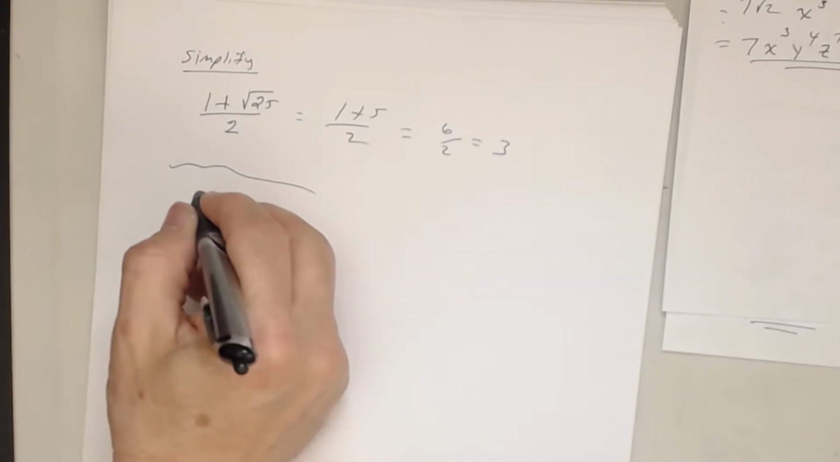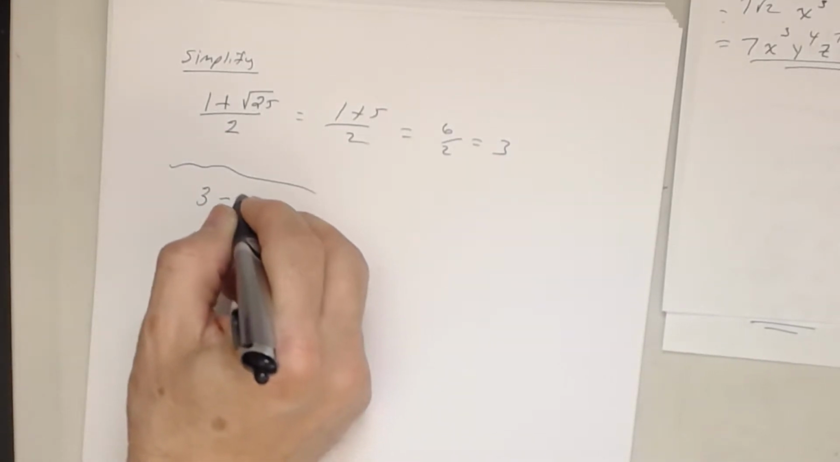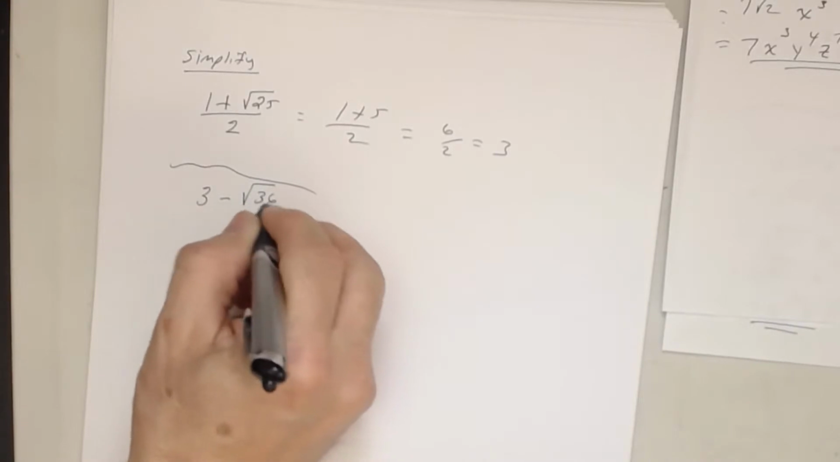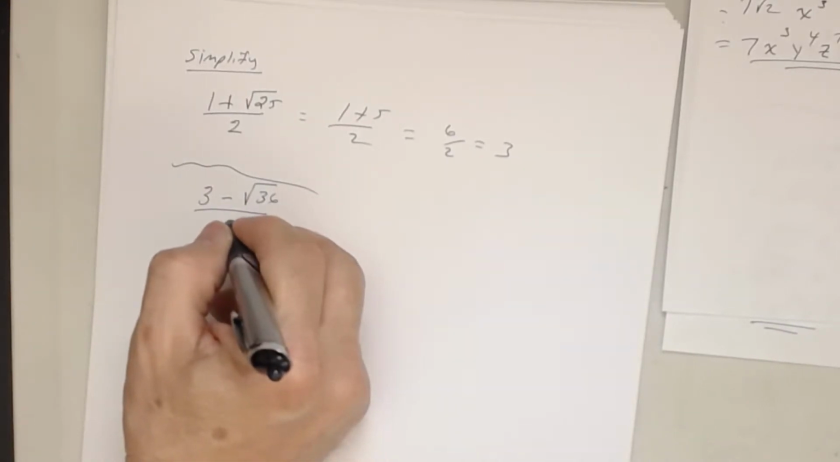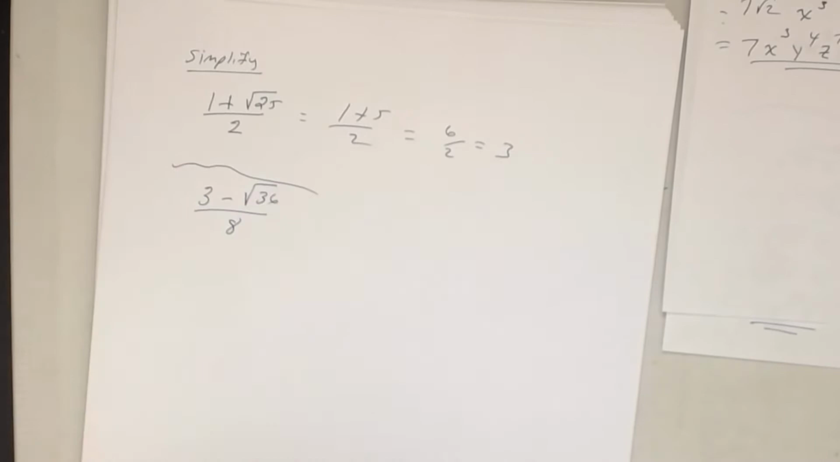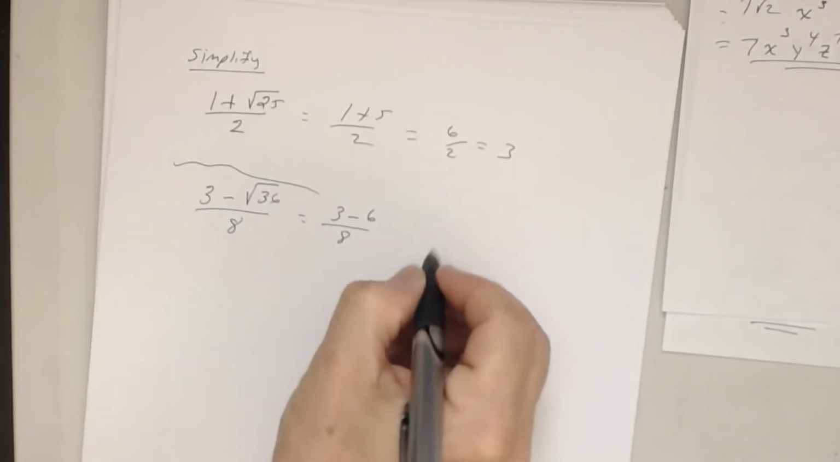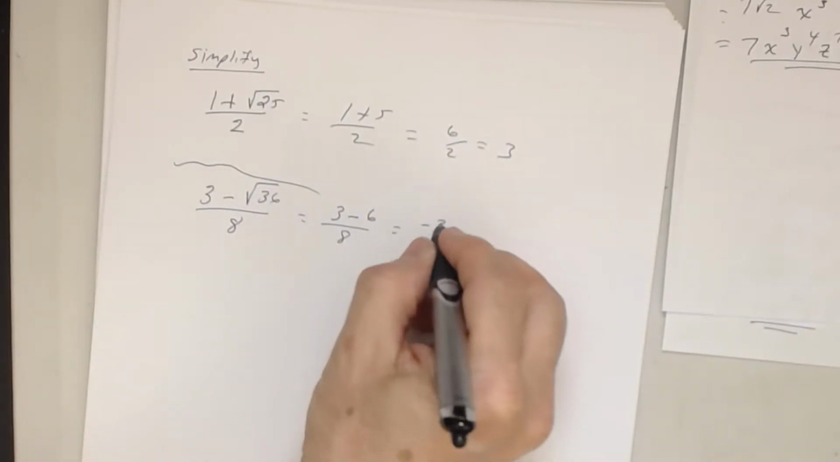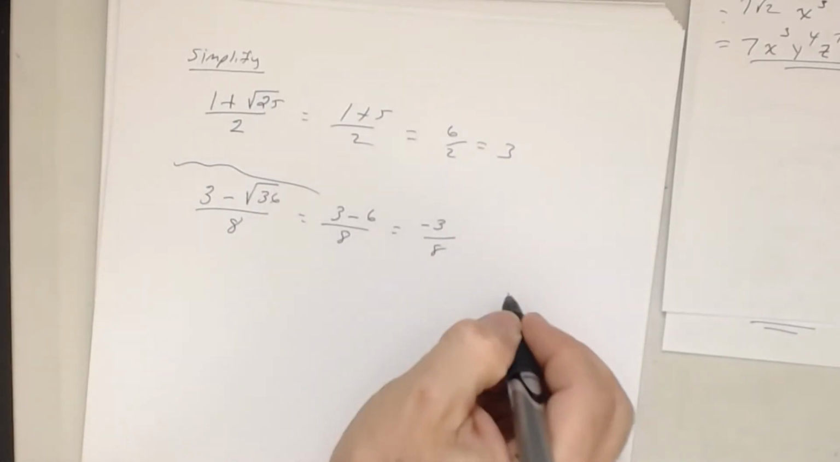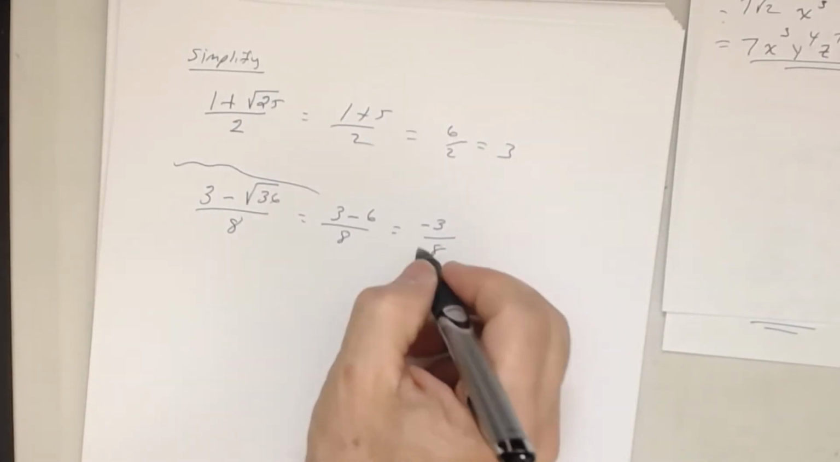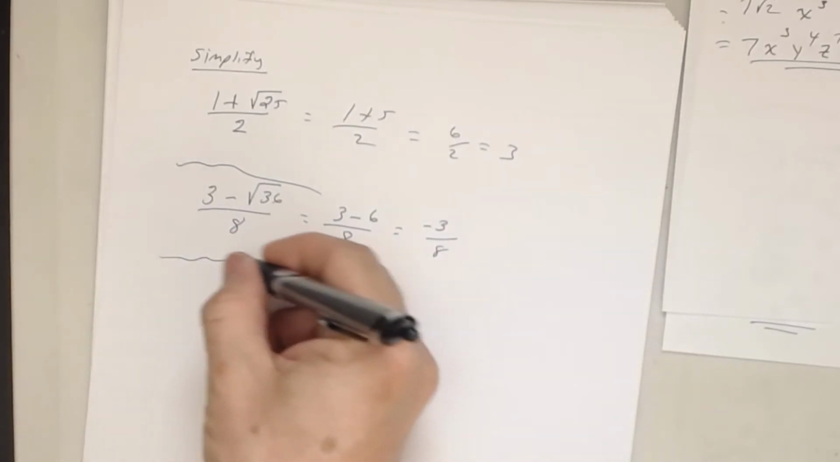So if you had 3 minus the square root of 36, divided by, let's say, 8, how would you simplify this? The square root of 36 is 6. So I get 3 minus 6 divided by 8. What's 3 minus 6? Negative 3. Negative 3 eighths. And I can't reduce anything, so you're done. Okay? All right.